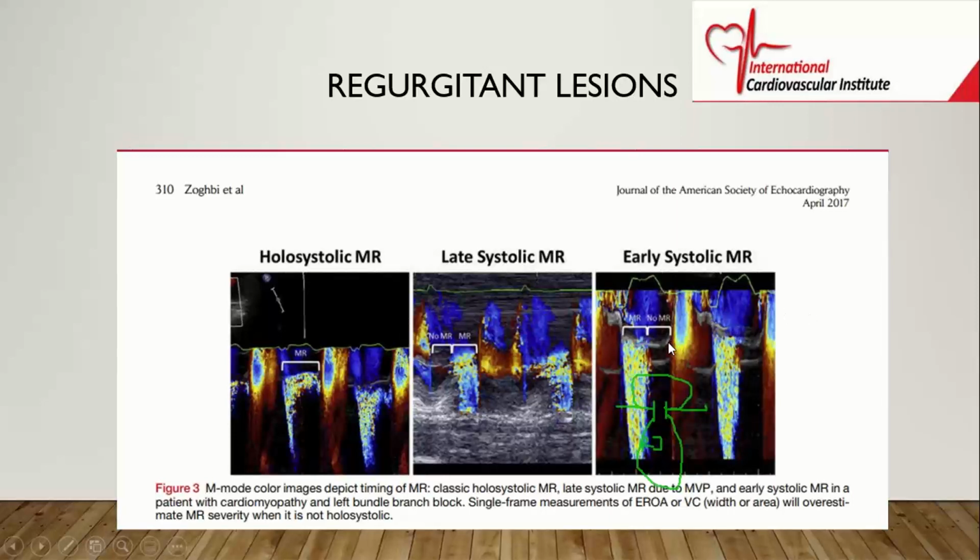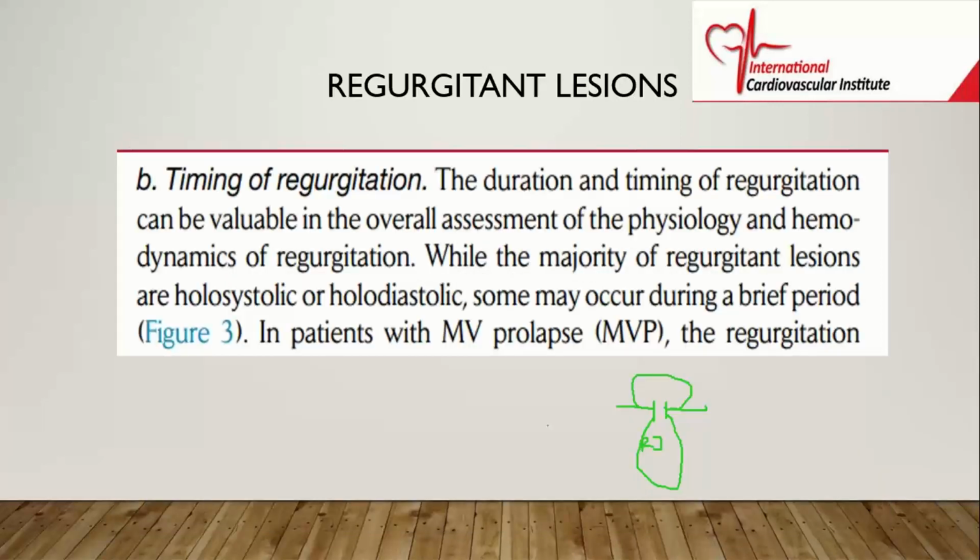Again, your ECG is on top, your color M mode. You put your cursor across the mitral valve, and the blue color suggests you have mitral regurgitation, and the flow is away from the transducer. But when you do the duration, it starts at the onset of the QRS, but it doesn't continue to the end of the T wave. So this is early systolic. So you can use your color M mode to look at the duration of the mitral regurgitation. So especially if the patient has mitral valve prolapse, and you should do that. So the timing of regurgitation is important.